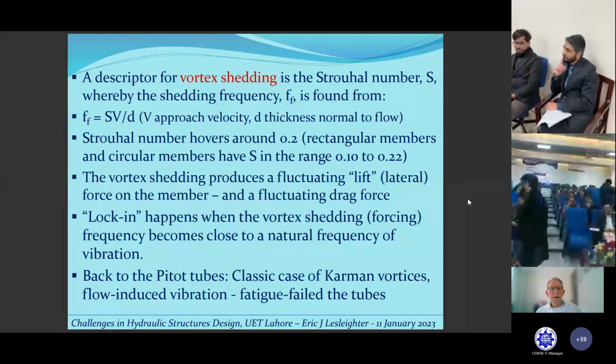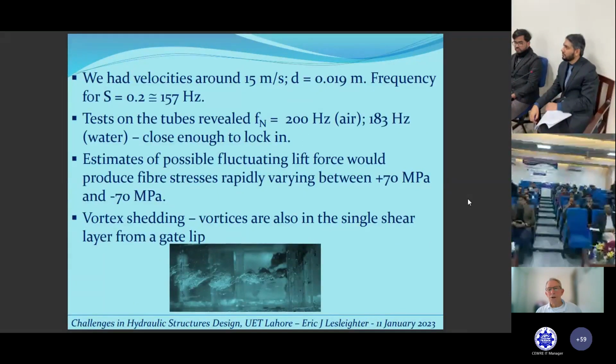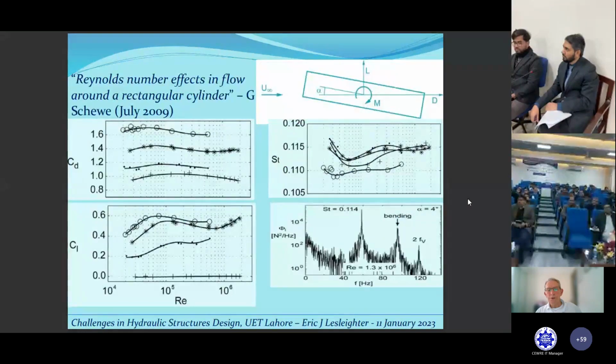More about that a little later. The Reynolds number effects on flow passing a structure like a trash rack bar. There are drag coefficients on the left, lift coefficients also on the left, and then Strouhal numbers on the right. But it's possible to have these very well-defined frequencies of vibration which could cause trash racks to fail. This flow-structure interaction causes vibration of the structure.